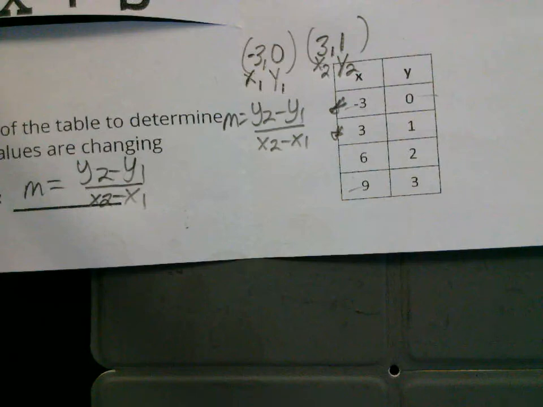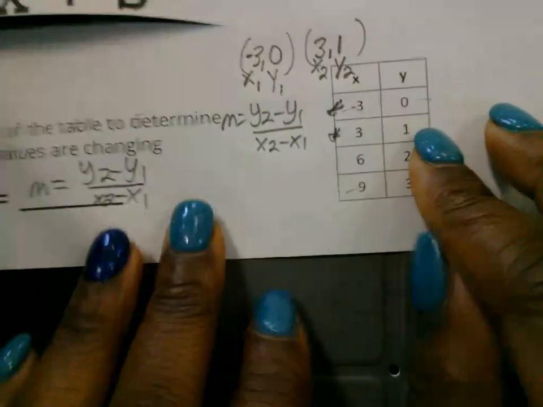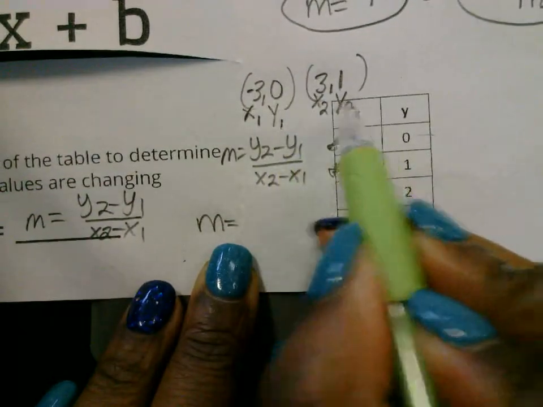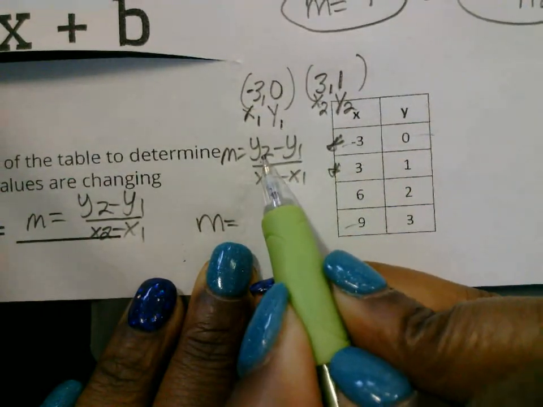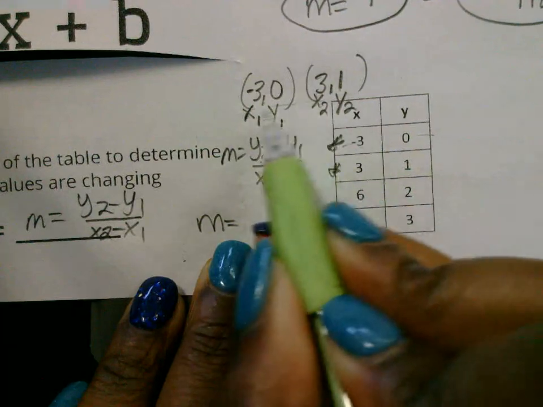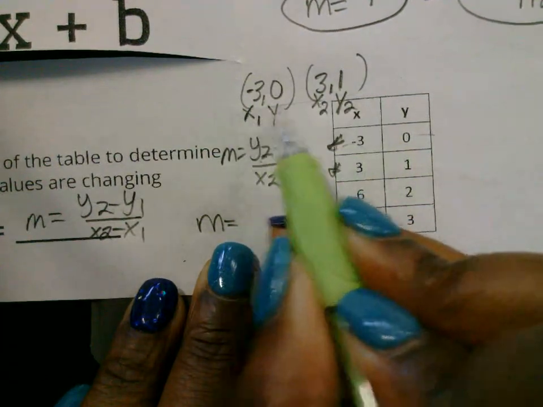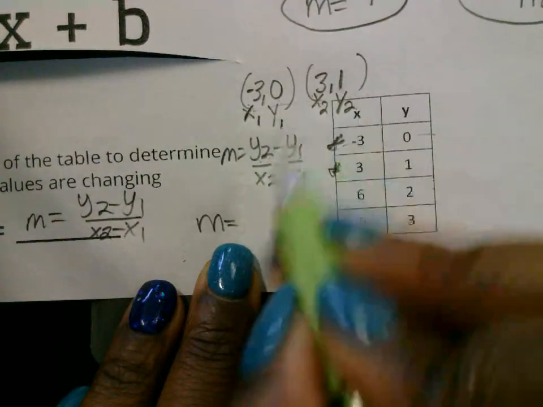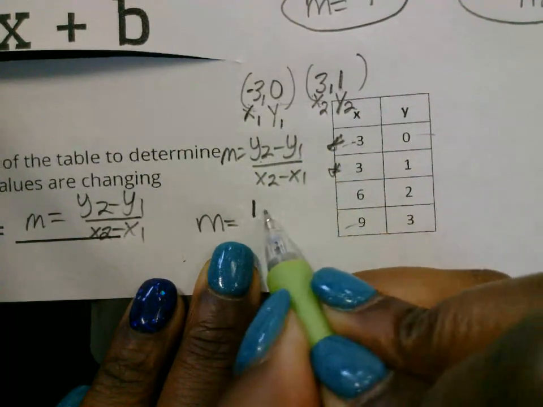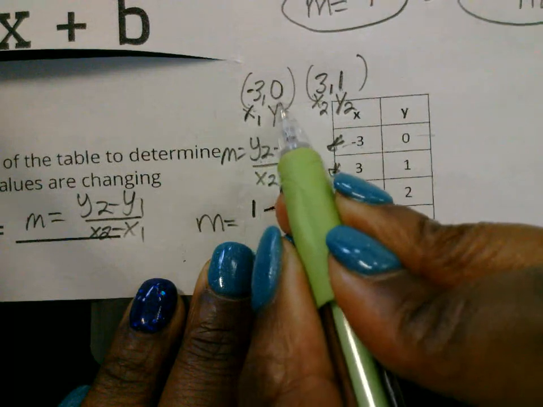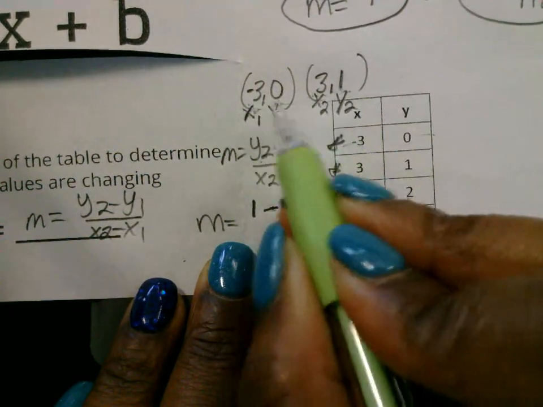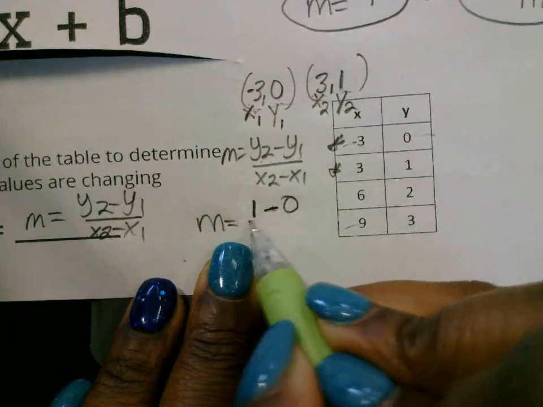All right, here we go. So we have m. Which one of these numbers is y2? Because it's y2 minus y1. 1. So we got 1 first. Minus, which one of these numbers is y1? The 0. That goes on the top.